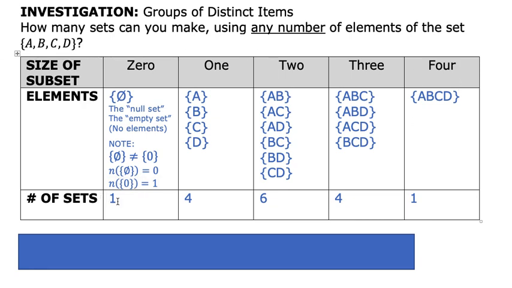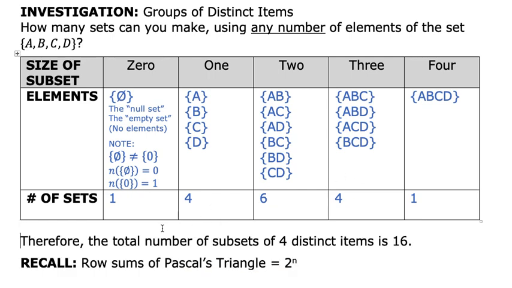So altogether, 1, 4, 6, 4, 1. Do these numbers look familiar? Ponder that. And hopefully you can spot that that is coming from Pascal's triangle. Therefore, the total number of subsets of 4 distinct items is 16. If you recognize that this is a row of Pascal's triangle, you may recall that the sum of the row entries for any row is 2 to the power n. In this case, 2 to the 4 is equal to 16, and this holds true.